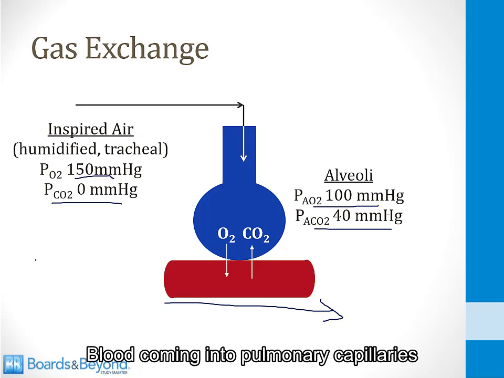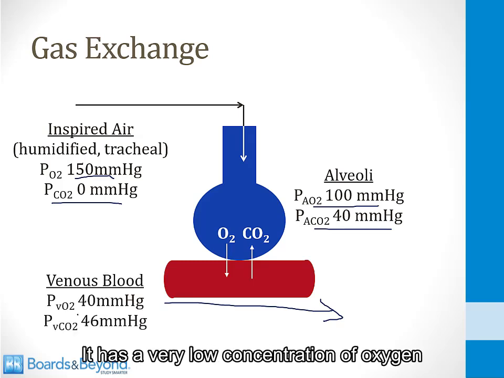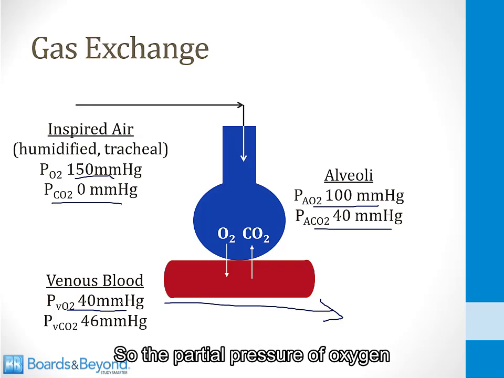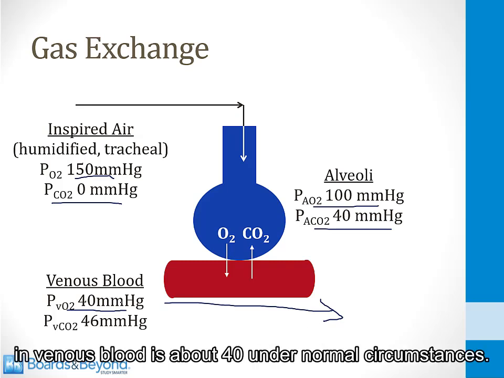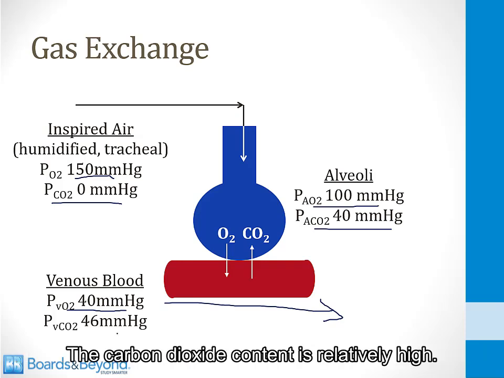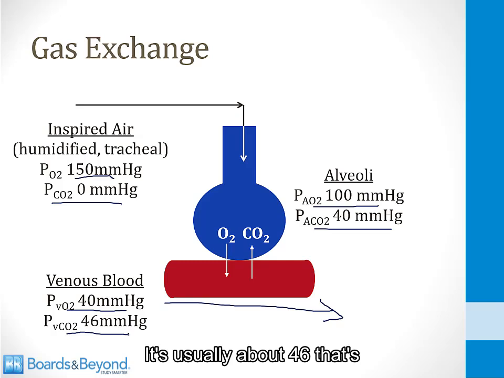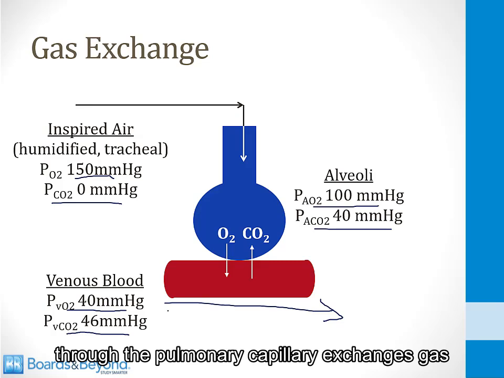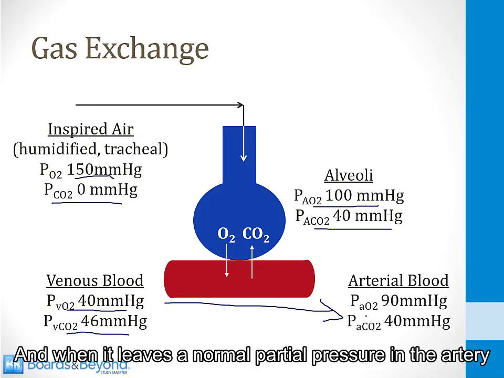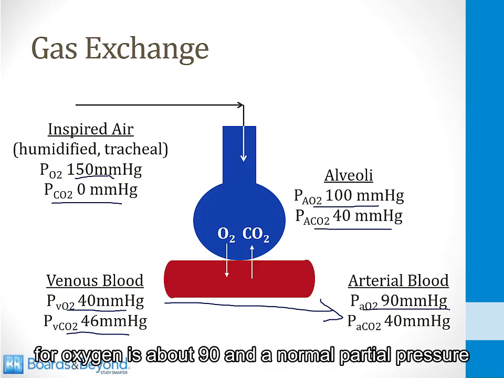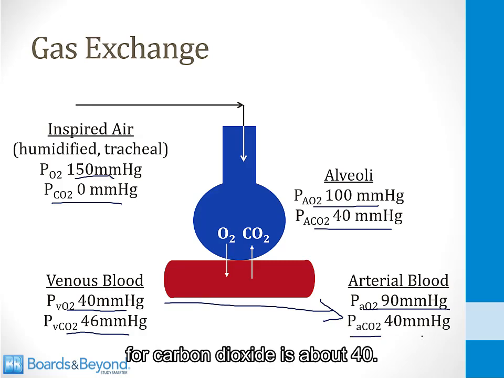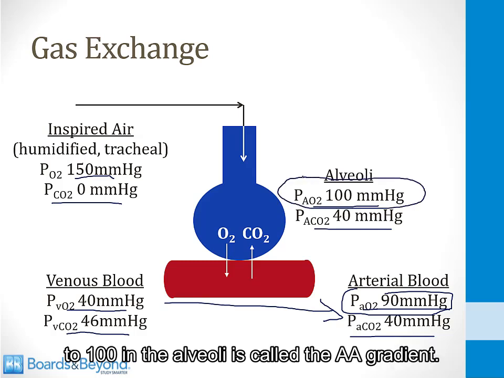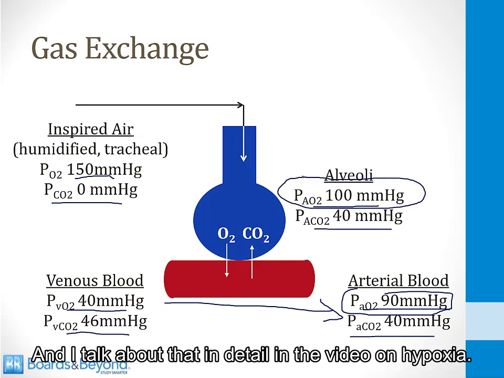Blood coming into pulmonary capillaries comes from our venous system. It has a very low concentration of oxygen because oxygen has been consumed for metabolism by tissues. So the partial pressure of oxygen in venous blood is about 40 under normal circumstances. The carbon dioxide content is relatively high. It's usually about 46. That's because carbon dioxide is produced by metabolism. And then the blood moves through the pulmonary capillary, exchanges gas with the alveoli, and when it leaves, a normal partial pressure in the artery for oxygen is about 90, and a normal partial pressure for carbon dioxide is about 40. And this difference of 90 in the arteries compared to 100 in the alveoli is called the AA gradient, and I talk about that in detail in the video on hypoxia.